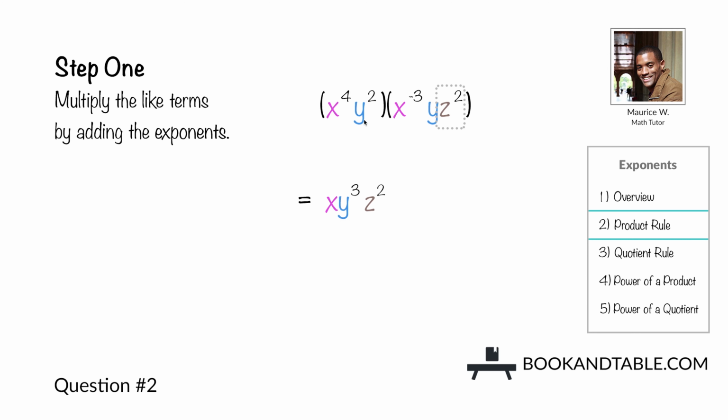We do not have a z term in this expression, but we have one over here. So we just bring this down since we're multiplying all of these terms. We're multiplying this times the product here. So our final answer is x times y to the third times z squared.